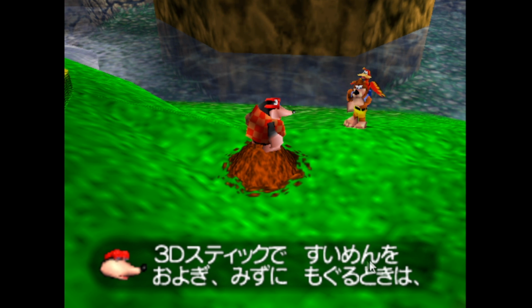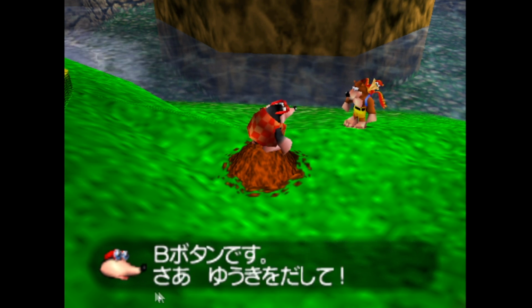3D stick de suimen wo oyogi mizu ni moguru toki wa. So all of that is just setting up the main point of the sentence, I feel. So using the 3D stick, suimen, that's water surface, wo oyogi, so I guess that's a stem just allowing the sentence to continue on afterwards. He could have said oyoide, he could have used the te form of the verb, but he didn't. It's the same meaning anyway, I think. It doesn't really matter. Oyogi. So, using the 3D stick, kind of swim on the water's surface. Mizu ni moguru toki wa, so at the time when you dive into water, bringing up the topic of that time.